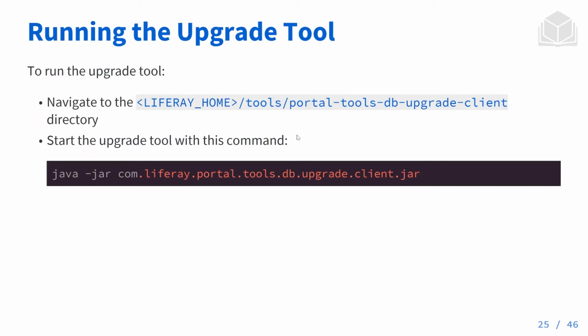So of course, the big question is, how do we run the upgrade tool? We've discussed how to configure it. Now let's take a look at how to upgrade it. It's actually pretty straightforward. You're going to go into your command line, your terminal, your PowerShell, and navigate to this directory right here, Tools, Portal Tools DB Upgrade Client. Inside of that directory, you're then going to type java -jar, followed by com.liferay.portal.tools.db.upgrade.client.jar. So it's just a jar file that you need to run. That's the long story short with the upgrade tool.